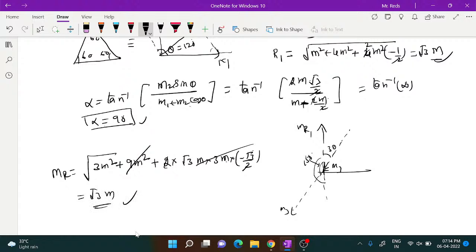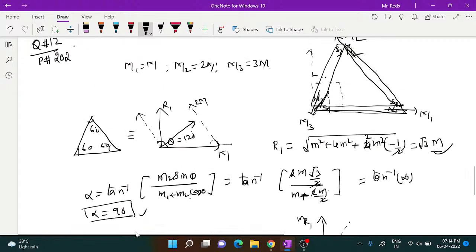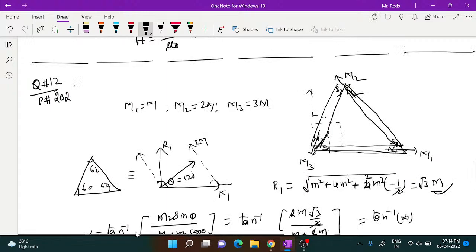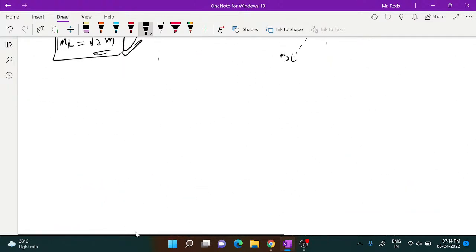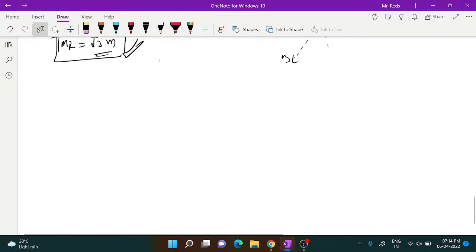Is there any such option? Yes. Root 3m, that is the correct one. That is the final result. So you have to understand this carefully. These angles have to be taken a little carefully.